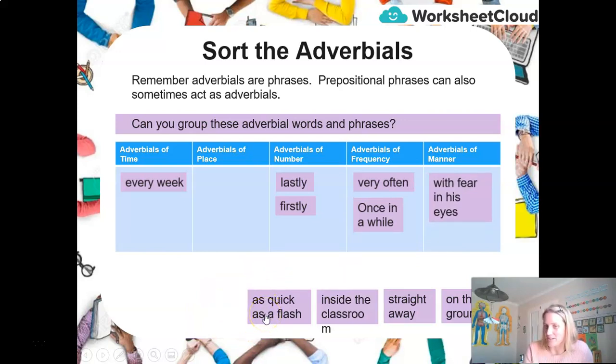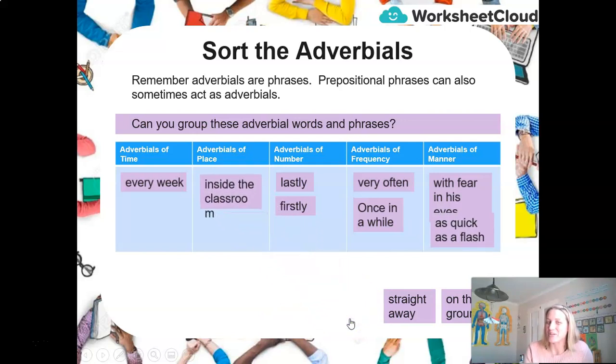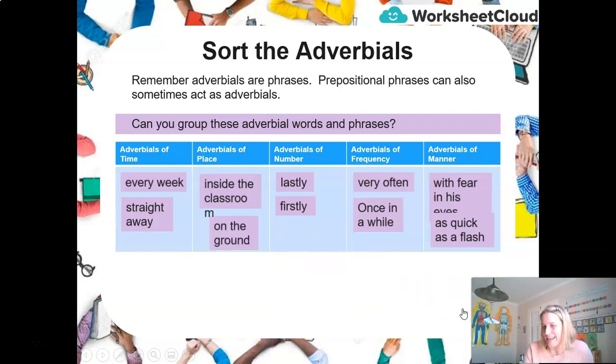As quick as a flash. Again, another manner. Inside the classroom. It's an adverbial of place. Straight away. Time. And lastly, on the ground. Let's see what you've got. Well done if you said place. Okay, so that gives you an idea of how adverbs and adverbials can be grouped.